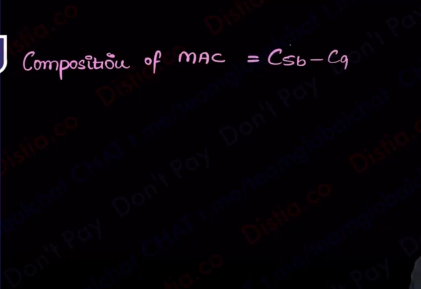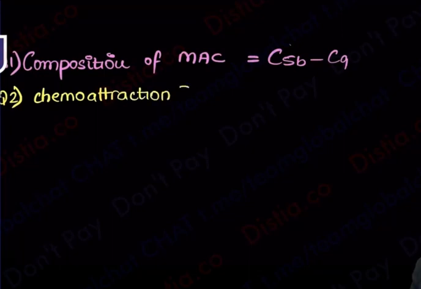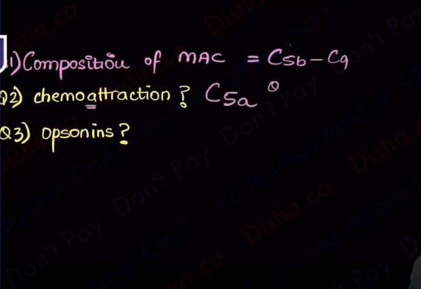Question number 1, sorted. What is the composition? Or what is the next question? Which are all of these which are chemoattractants? If you remember, we had one question on chemoattractants which are going to cause chemoattraction, and one question was there on opsonins, right? So now we need to know those. Please remember, for chemoattraction, you had the A molecules, particularly C5A, which is a very famous question.